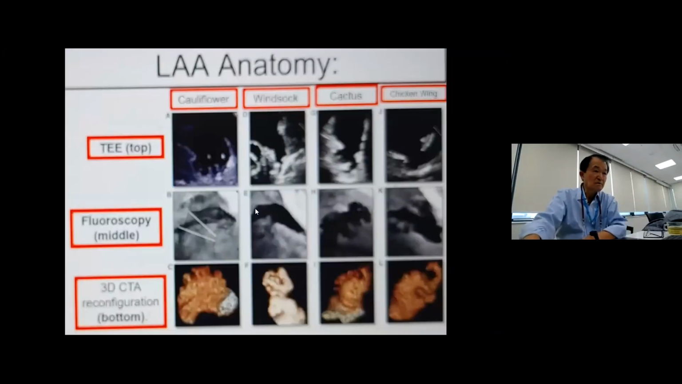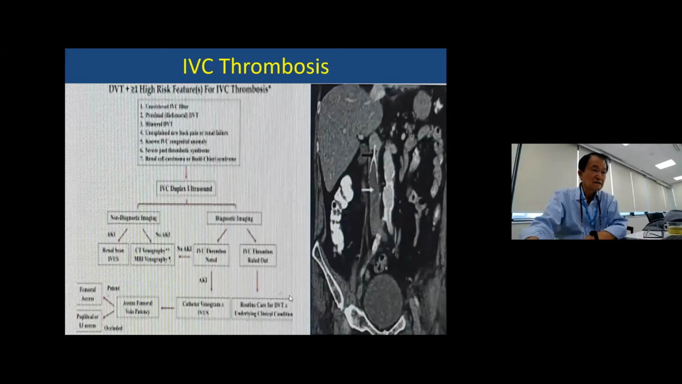This is from a paper, but there are 4 different types of left atrial appendage: cauliflower type, windsock, this is a cactus type, and this is a chicken wing type. The fluoroscope shows, and this CTA shows, this kind of tissue with different configuration. And that can contribute to thromboembolic disease.